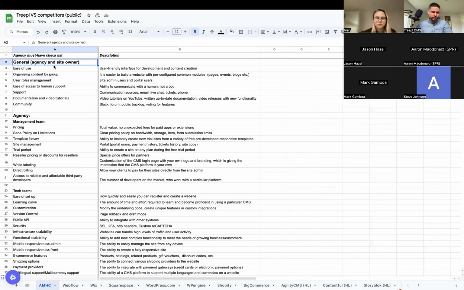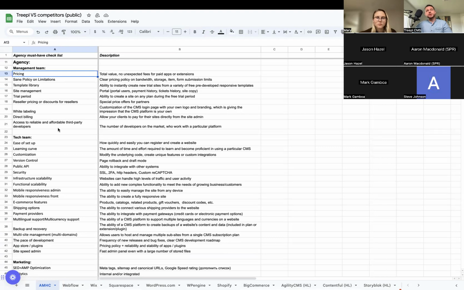So these are the categories. This is just general ease of use, organizing content by group, and I can give you a link to that. You can go through this. And then we went through everything from pricing.